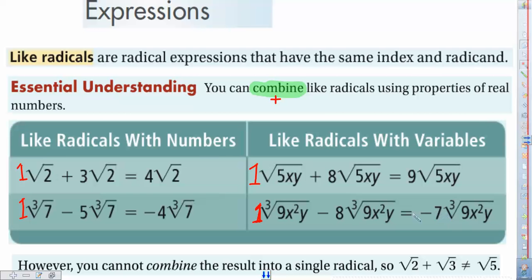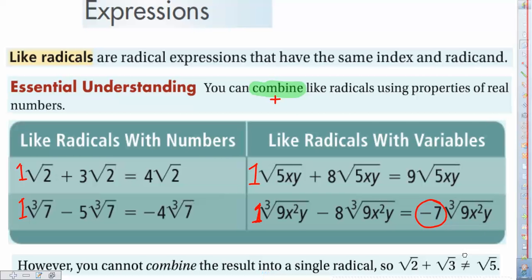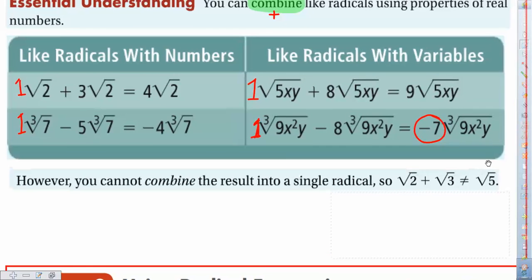And they love to write, say on this problem right here, a negative 8 right there, because they aren't even looking at that right there. But you know better, right? It's really saying 1 minus 8 to give us negative 7 of those. Okay, so unlike radicals, that'd be something like this.